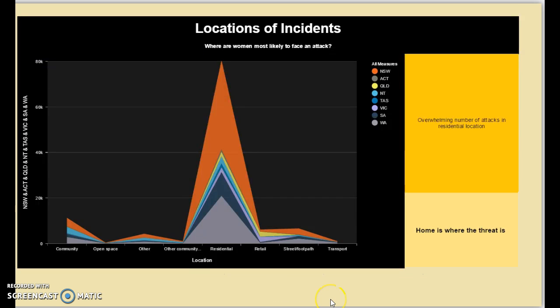The last thing that we decided to explore was the location of incidents, so as to determine where women were most likely to get attacked. Here, the clear majority of attacks happened in residential areas, which allowed us to draw a conclusion that home is where the threat is, unfortunately, for the majority of women in Australia.